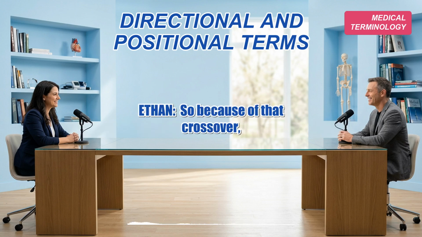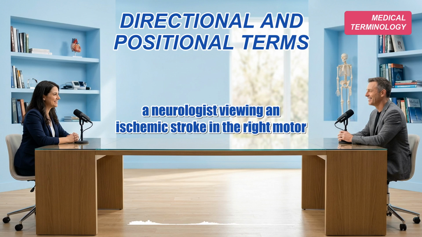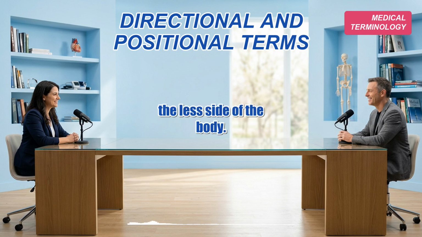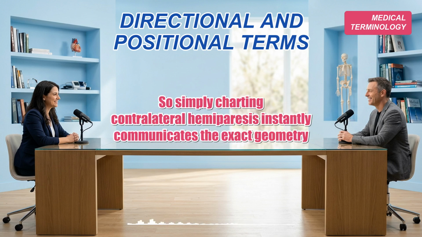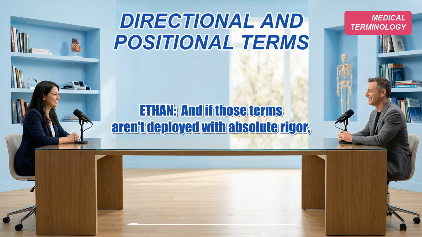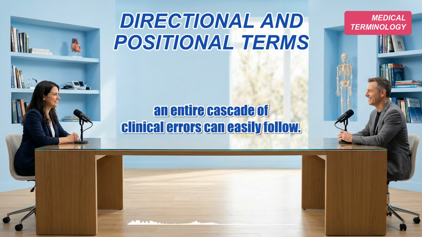So because of that crossover, a neurologist viewing an ischemic stroke in the right motor cortex inherently knows the patient's physical paralysis will manifest on the contralateral side, the left side of the body. Exactly. So simply charting contralateral hemiparesis instantly communicates the exact geometry of the neurological deficit. There's no room for guessing, wait, which side did he mean? And if those terms aren't deployed with absolute rigor, an entire cascade of clinical errors can easily follow.